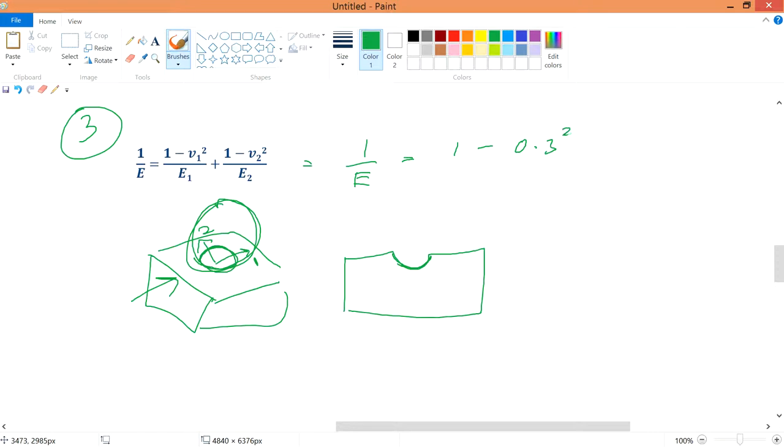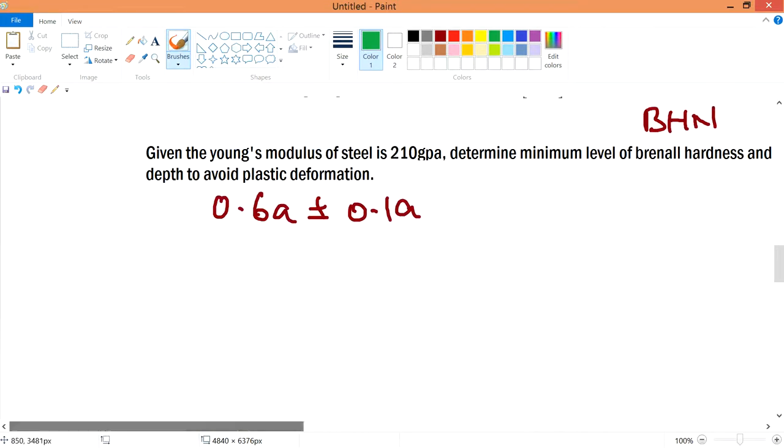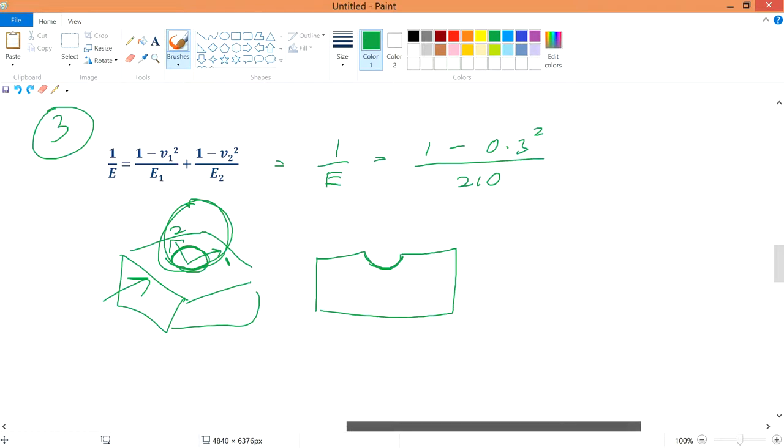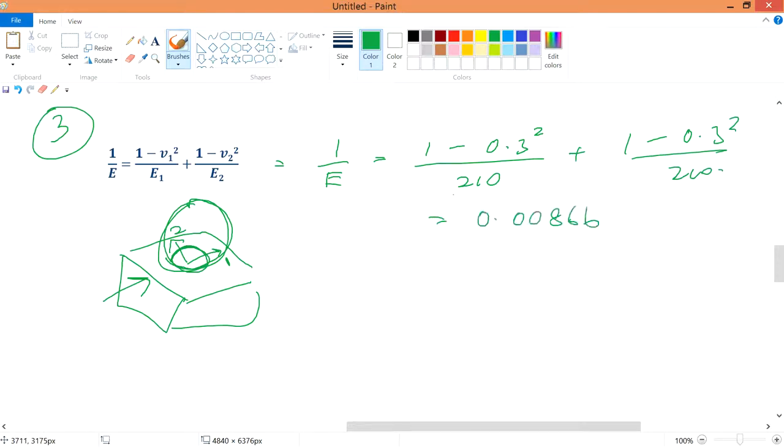So the Poisson ratio is 0.3 for metal, for steel, and it's not given, so you need to memorize this type of little stuff, or a table is provided. We know that the Young modulus of steel is 210 GPa, the one given over here. Once you set this up, plus 1 minus 0.3 squared also, and if you solve for this, you get 0.00866, 1 over GPa.